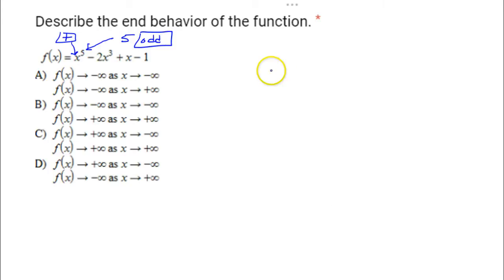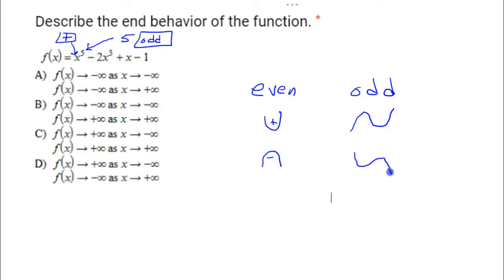Because we know that if the degree of a function is even, the end behavior will either be like this or like this. This is the positive version, this is the negative version. But if the degree is odd, like this one is, the end behavior will either be like this or it will be like this. This is the positive version and this is the negative version. So because the degree is 5, it is odd. We know that it's going to be one of these two types of end behavior.